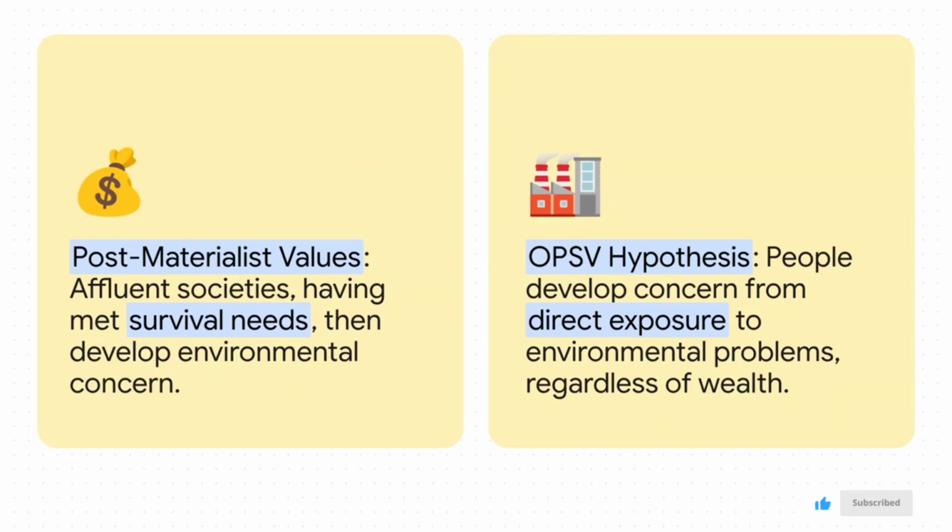On one side, you've got this post-materialist theory. It basically says, yeah, environmentalism is a luxury. Once a society has its basic needs covered, then people start to worry about things like the environment. But the other theory, the OPSV hypothesis, says no way. It argues that people care about the environment when they're directly hit by its problems, like dirty water or deforestation, and it doesn't matter how rich or poor they are.